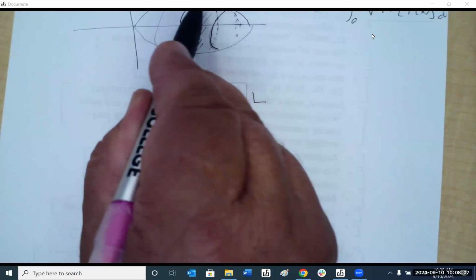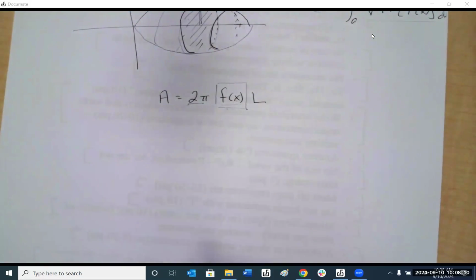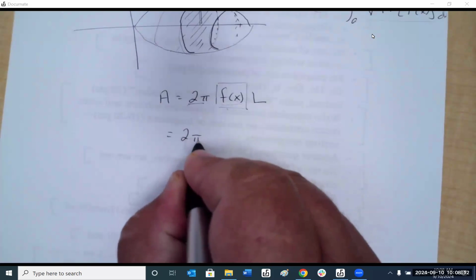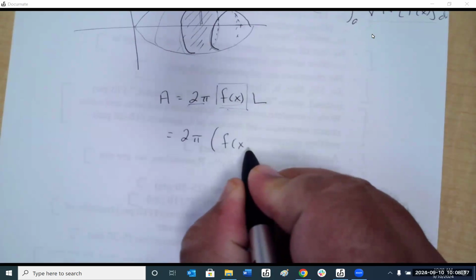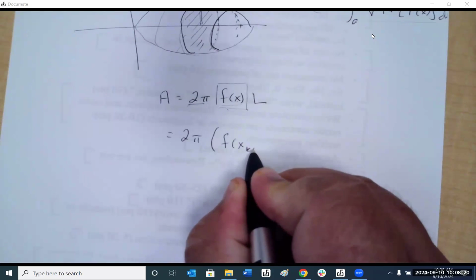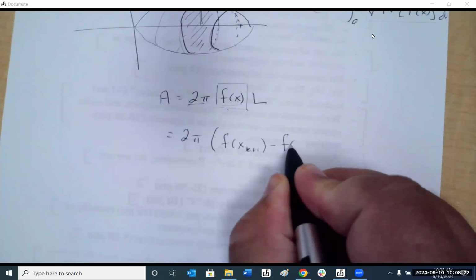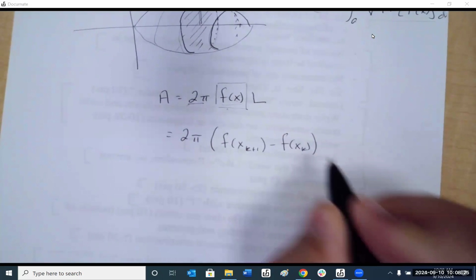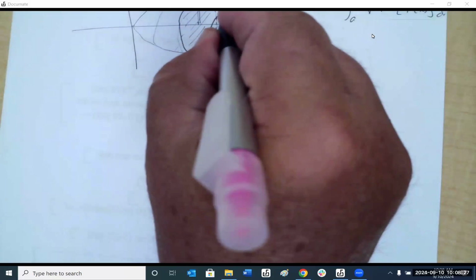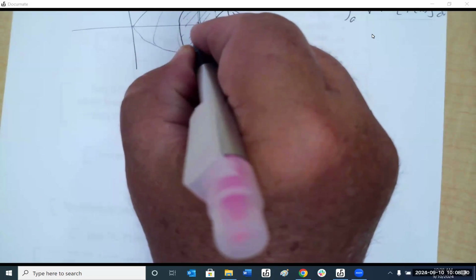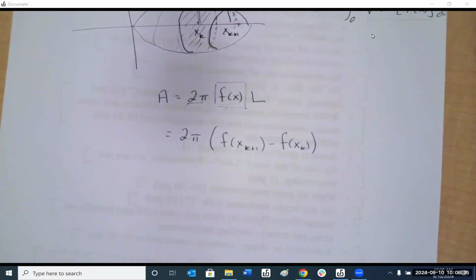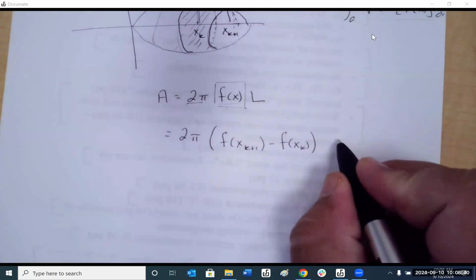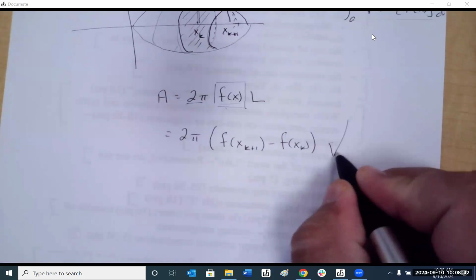f of x, we have to now look at 2 points. So we have 2 pi. So that's going to be f of x k plus 1 minus f of x k, because it all depends on what our x's are. This is x sub k. This is x sub k plus 1. And the length. The length is this whole formula.